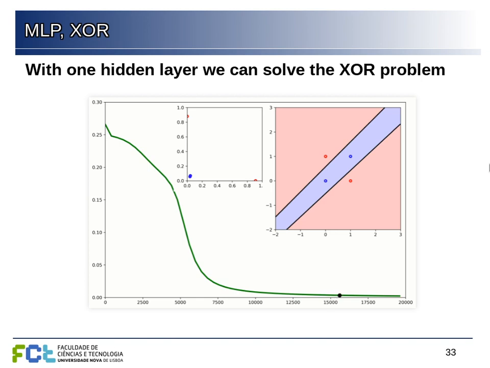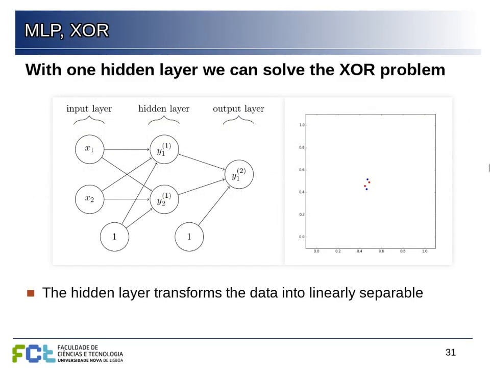So, what happens when we project backwards through this transformation is that we have this separation here. And this you can do because you are putting one additional layer to do this kind of transformation.